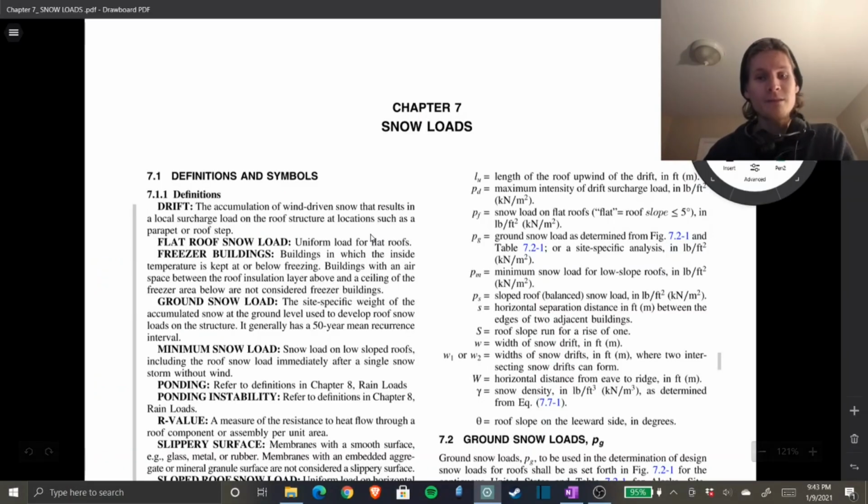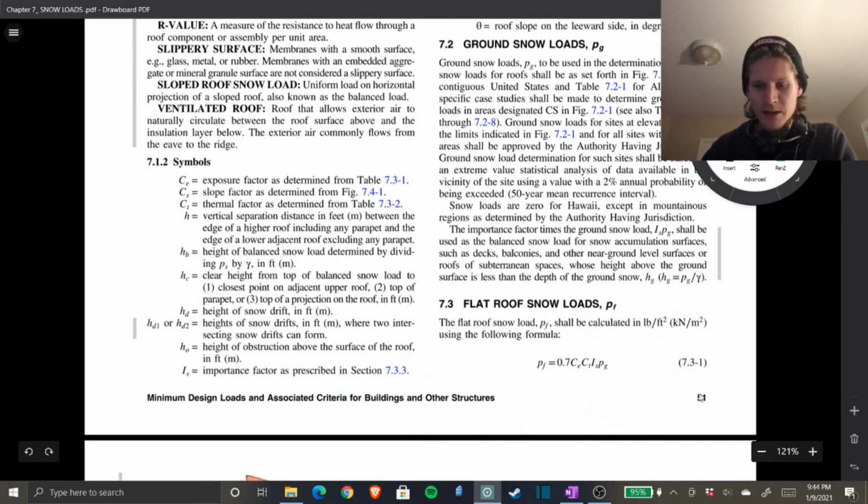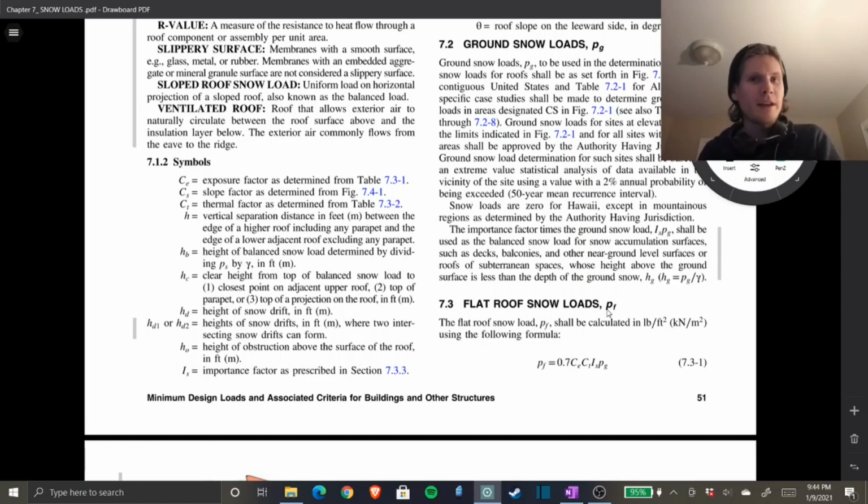Here we are, chapter 7, snow loads, pretty straightforward. And as you see, if we scroll down here, so this is on page 51, you'll have flat roof snow loads, PF, that's what we have today. We have a flat roof with parapets, don't forget that. So that's where your drift comes in. If it was just a flat roof with nothing, we wouldn't be designing for drifts because snow couldn't accumulate anywhere. Drifts couldn't form. So the parapets are the reason behind why we need to figure out what our snow drifts are. Keep that in mind.